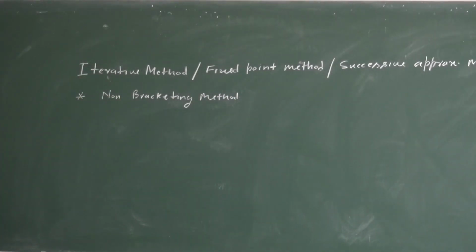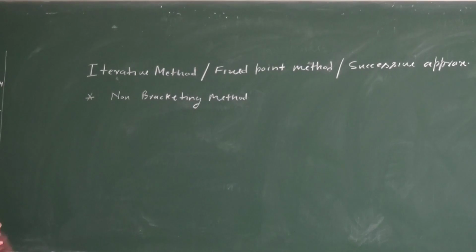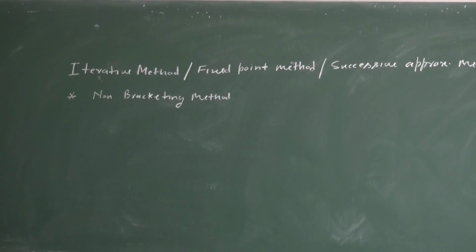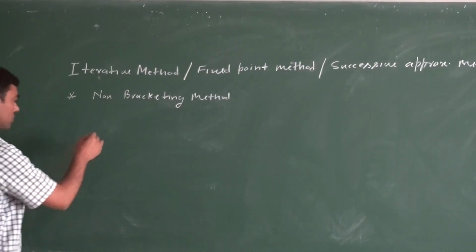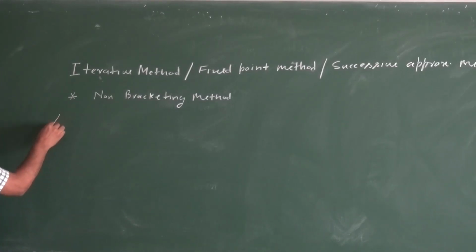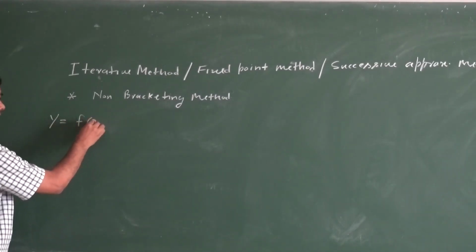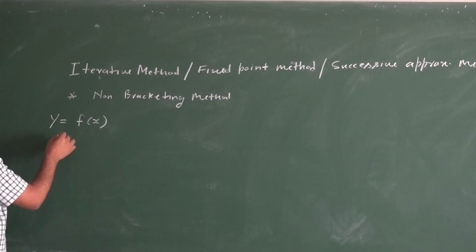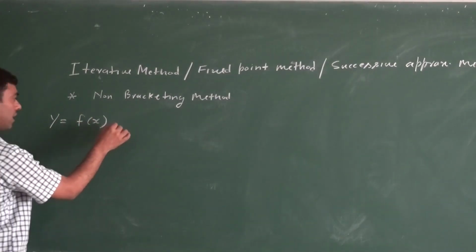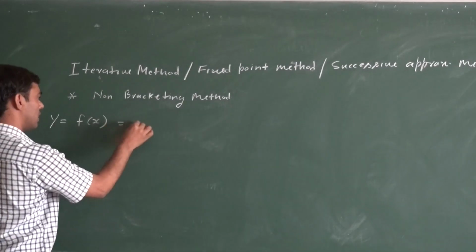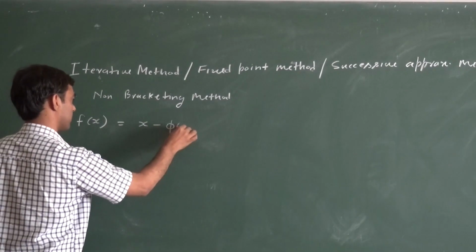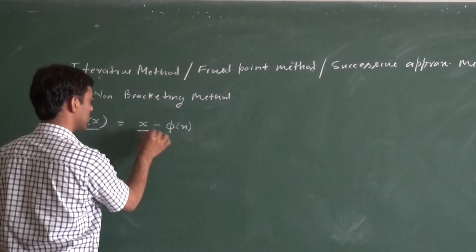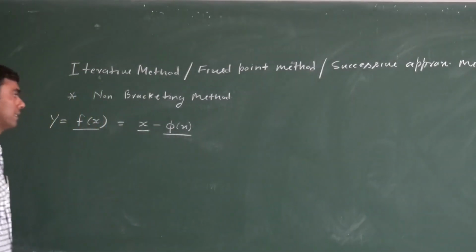So, how do we find the solution with the help of an iterative method? First, we try to understand it with the help of a geometrical interpretation of this method. Suppose y equal f(x) be any algebraic or transcendental equation. Now, in the iterative method, first of all we write f(x) in the form of x minus phi(x), meaning we break this function into two functions: first one is x and second one is phi(x).